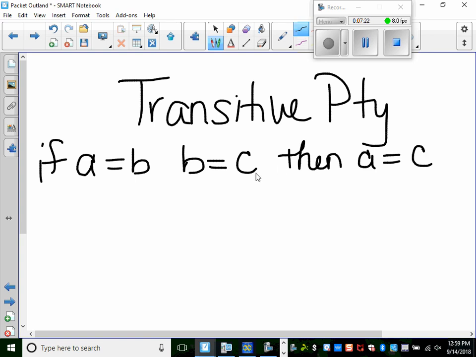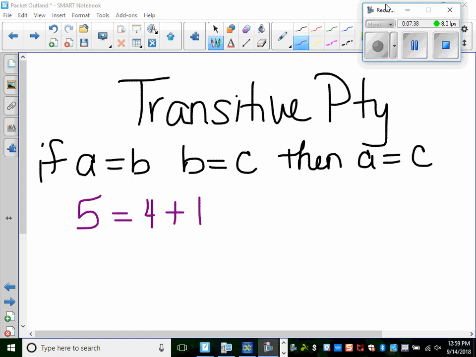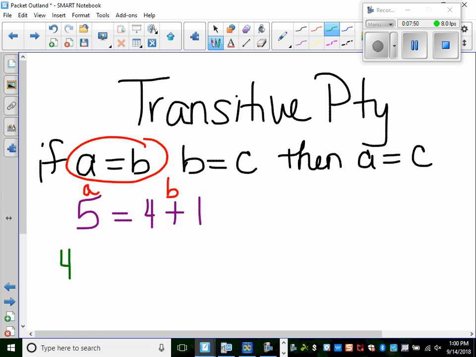Okay, that's called transitive. So let's say A is 5. Let's just give it a number. And let's say 5 obviously could be 4 plus 1. So this would be like your A term, this would be like your B term. Okay, so that takes care of that part. Now I'm going to start with B, which is the 4 plus 1, because that's what it says here. And let's say we're going to change 4 plus 1 to 2 plus 3. So that's my C.